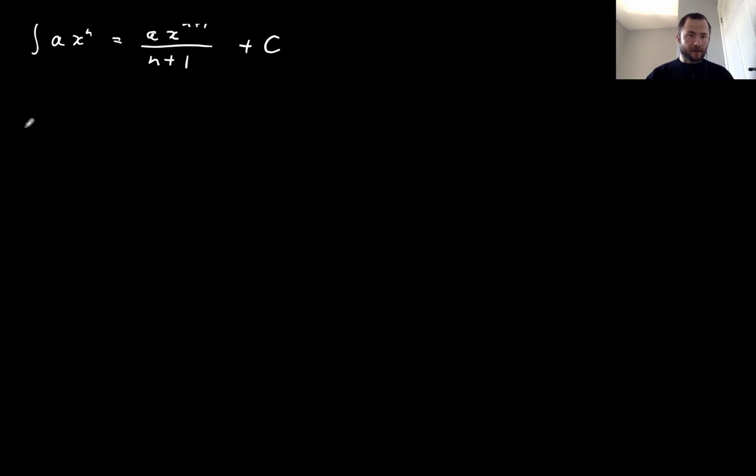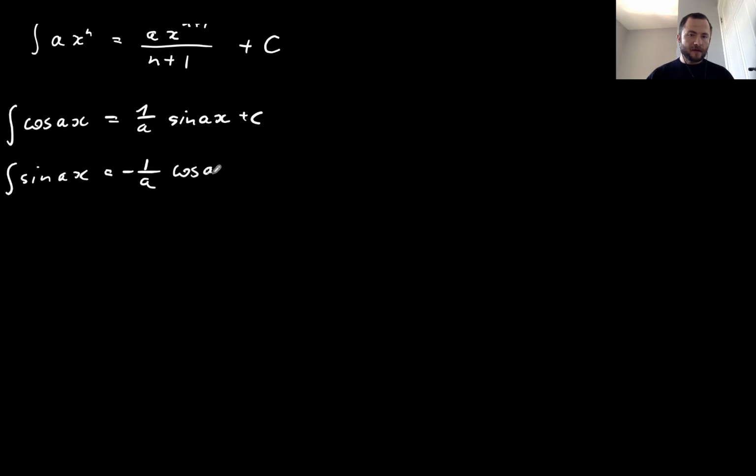If I'm integrating cos of ax, let's include this coefficient a, the integral of this is going to be equal to 1 over a sine ax plus c. In a similar fashion, the integral of sine ax is going to be equal to minus 1 over a cos ax plus c. So you can see that it's kind of similar in its nature to what we've been looking at previously.